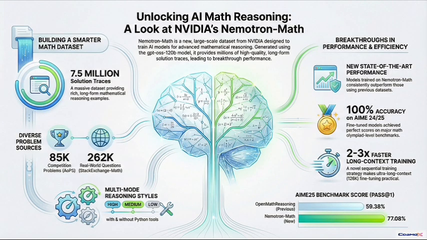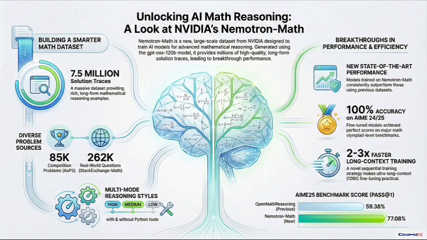Okay, so let's unpack how Nemotron-Math is trying to fix this. It's combining rich diversity with powerful long context supervision. Right. They've generated 7.5 million training examples. They call them long-form solution traces. What exactly is a trace for those of us listening? Think of it like the model's entire scratch pad. It's not just the final answer. Right. It's every single step, every thought, every calculation that got it there. That level of detail is what you need to actually teach reasoning.